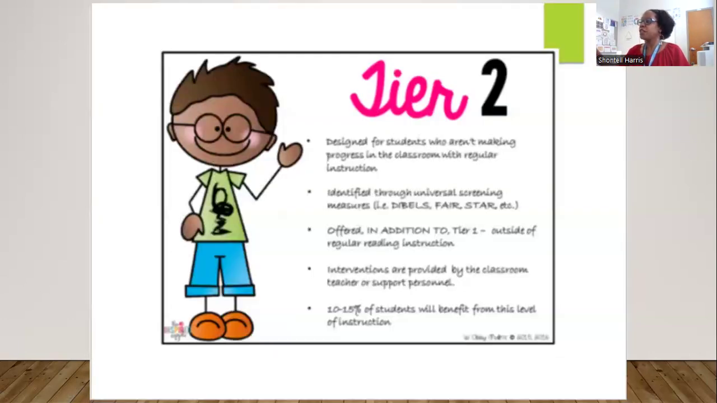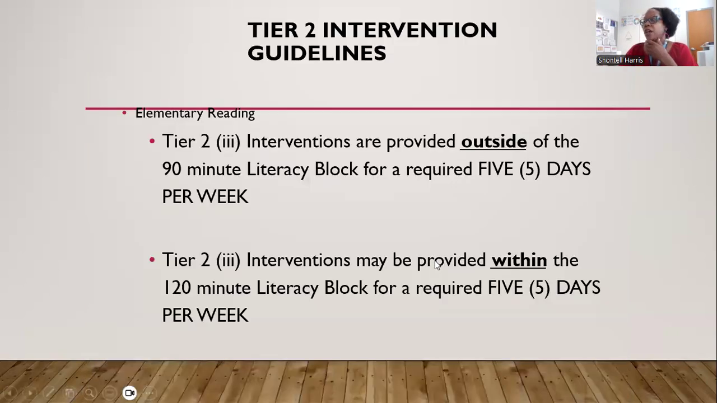Tier 2 is you looking at kids that are struggling a little bit more. So you put them in small groups in those 120-minute reading blocks, and you offer them additional support in addition to tier 1. In addition to large group, they meet in small group to get more intensive services. This counts for 10 to 15% of the students, okay? All right, so that's tier 2. This one says it's provided outside of the 90-minute literacy block 5 days per week, or is within the literacy blocks 5 days per week.